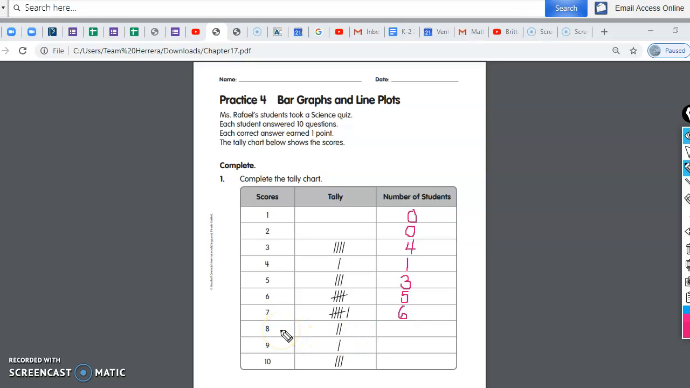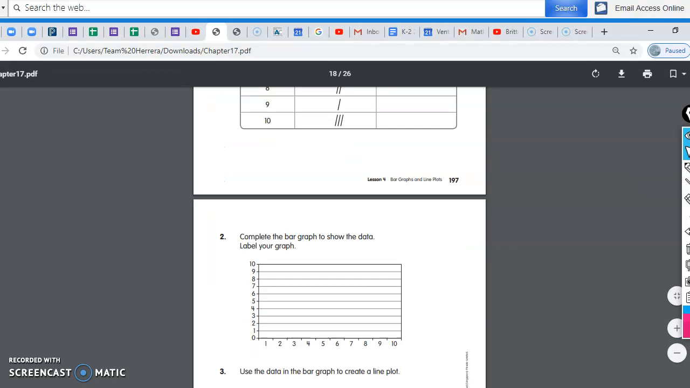Here we have a score of 8. We have 2 students who received that score. We have 1 student who received a score of 9, and then we have 3 students who got all 10 correct. All right, so we have completed the chart. We are now going to use this chart to help us create a bar graph on number 2. So we're going to turn to page 198 using that same chart.